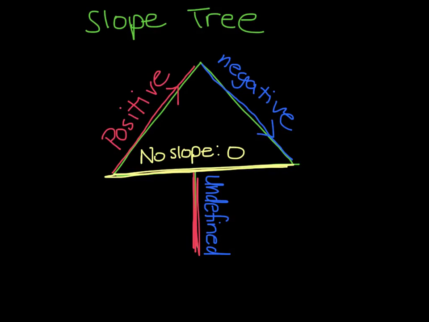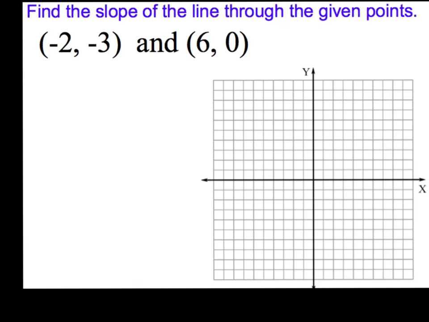Okay, so we have just this little picture of a slope tree. Hopefully that'll maybe help with you having a picture of all the different types of slopes in your notes. Okay, now another thing that we're going to be doing is finding the slope through some points. So I might ask you to actually graph a couple points and then find the slope.